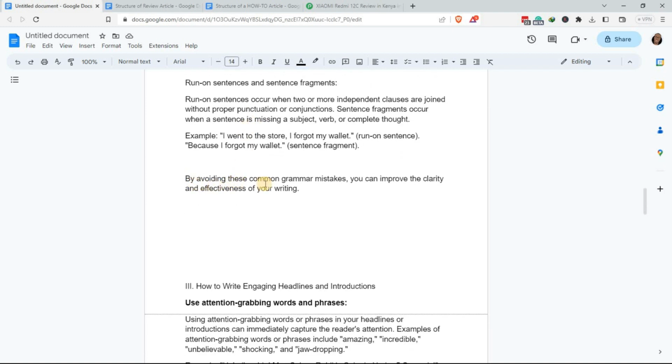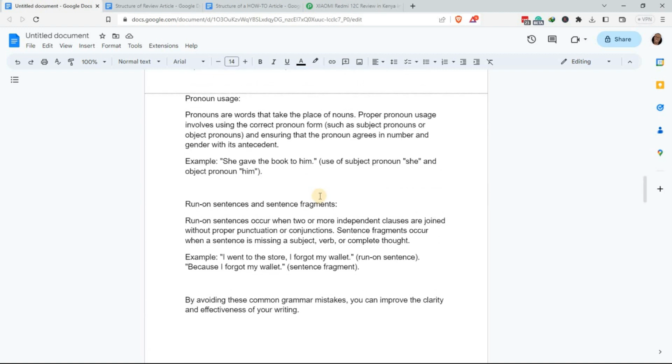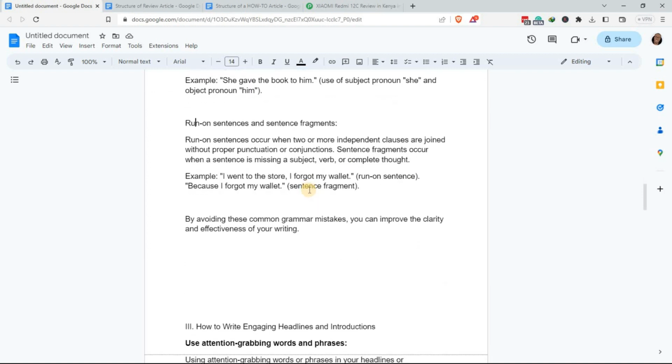So by avoiding these common mistakes, you can improve the clarity and of course effectiveness of your writing. Remember, these are not the only ones. There are very many mistakes that you need to look out for. So make sure you keep learning.